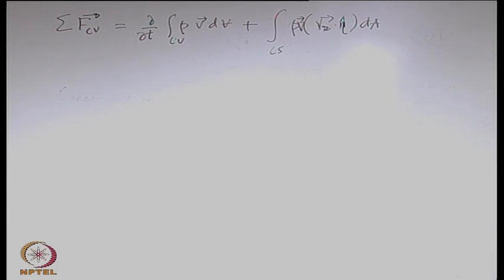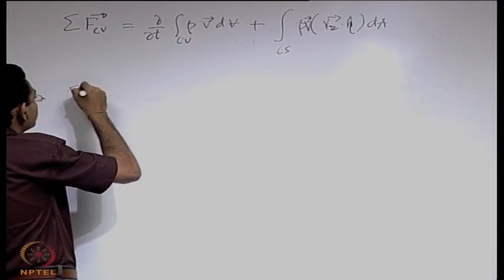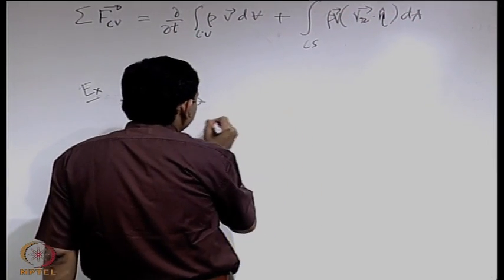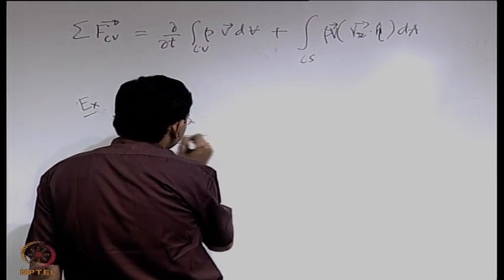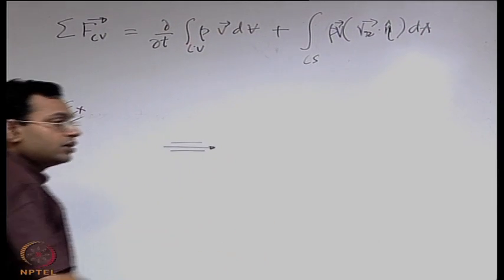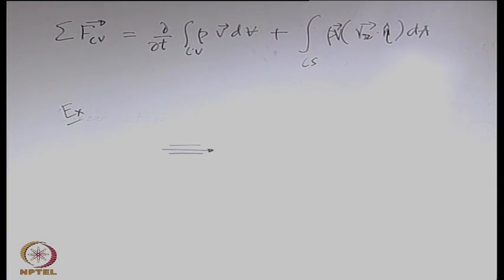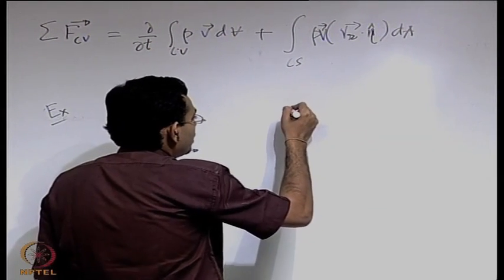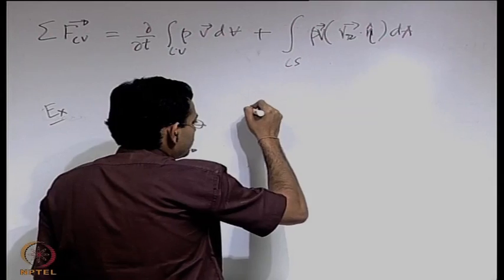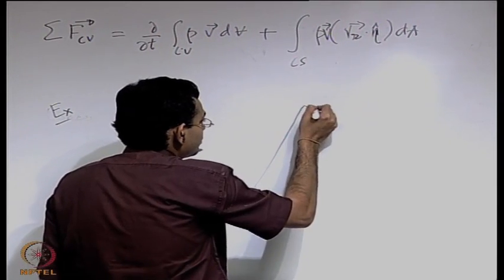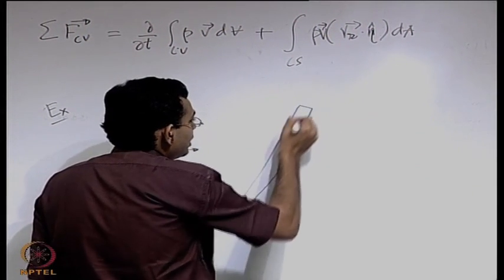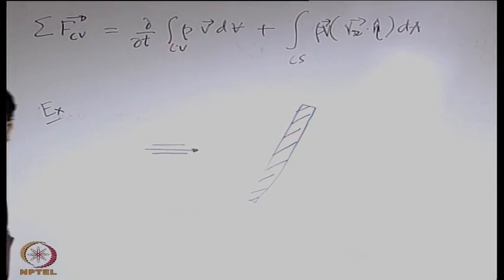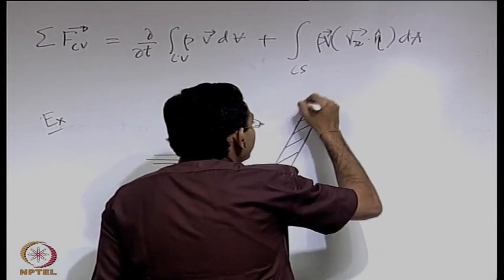Let us say that you have a water jet which comes out of a tube or maybe a small pipe, and say there is a plate which is frictionless and oriented inclined to the jet. So this is a plate with a frictionless surface.